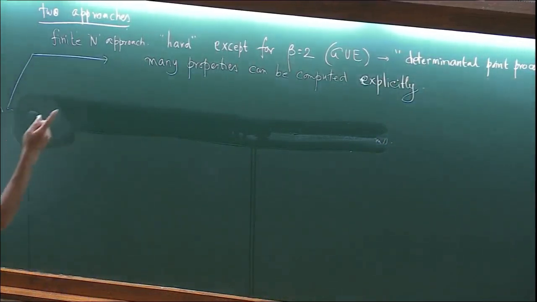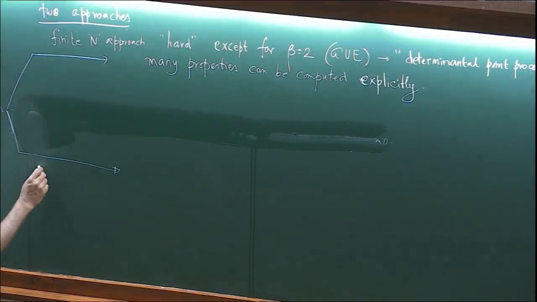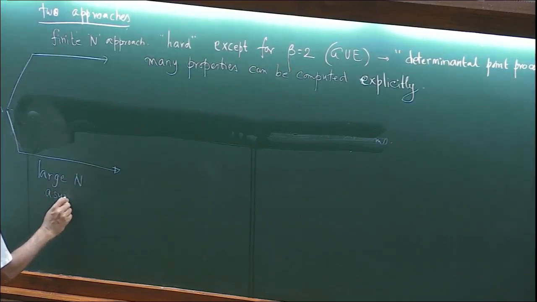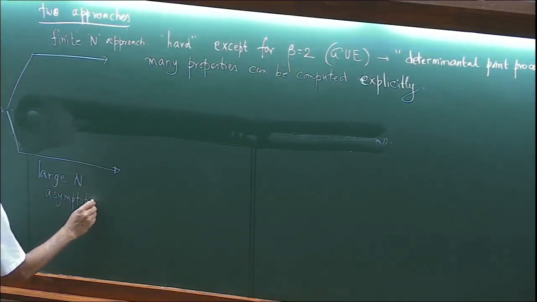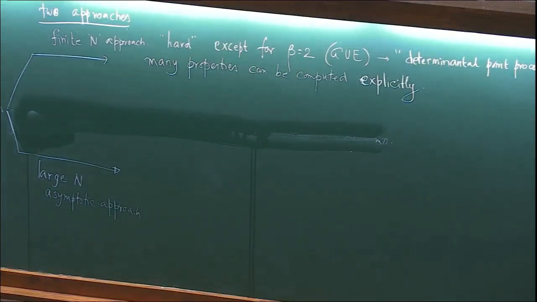So this is a very hard approach, except for this beta equal to 2 case and a few other cases. But there's another approach, which is a direct large n asymptotic approach. So this approach is suited for large n already. If you're interested in large n, essentially what you do is you have lots of charges, and you can replace them by a continuum charge density, and you can do a field theory. People usually call it the Coulomb gas approach, although it's a misnomer.